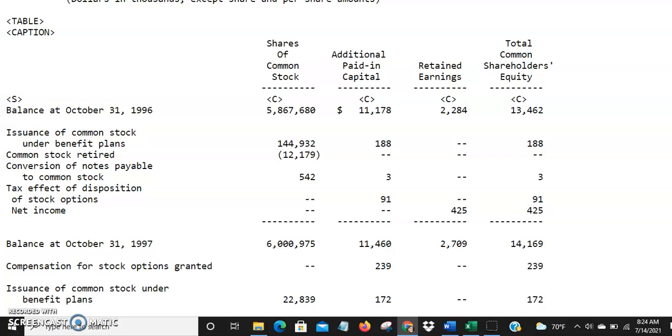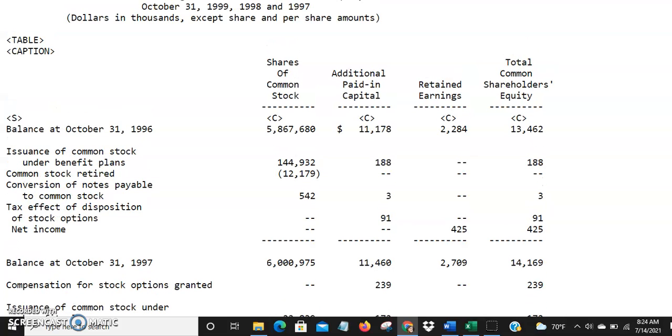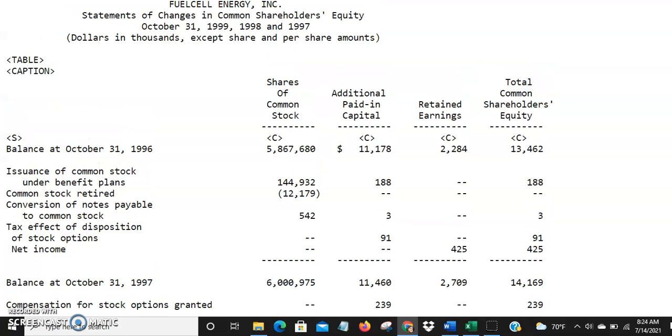I already pulled all this up so that we don't have to waste much time. This is for the year 1997, when it first went public. This is the statement of changes in equity. As of October 31st, 1996, they had 5.8 million shares, and those shares had generated $11.1 million. So the company had got $11.1 million, and it had made a profit by then of 2.2 million.